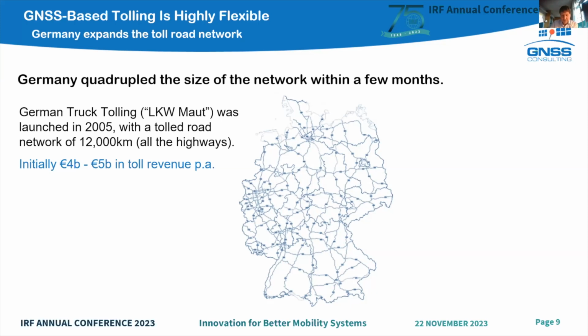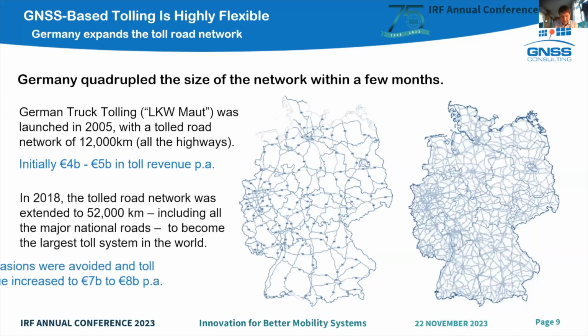Now, from 12,000 kilometers, they decided to go into all the major national roads. Look at that. 52,000 kilometers are now charged using GNSS. It was basically a software update on the onboard unit to get there. So that shows the power of the satellite-based technology. Now the revenues are, of course, much higher, between 7 and 8 billion euros per year. That's money in the bank that the administration can use to upkeep all the roads. And they can also, of course, earmark some of those fees to improve, let's say, other transit networks, on rail, for example.